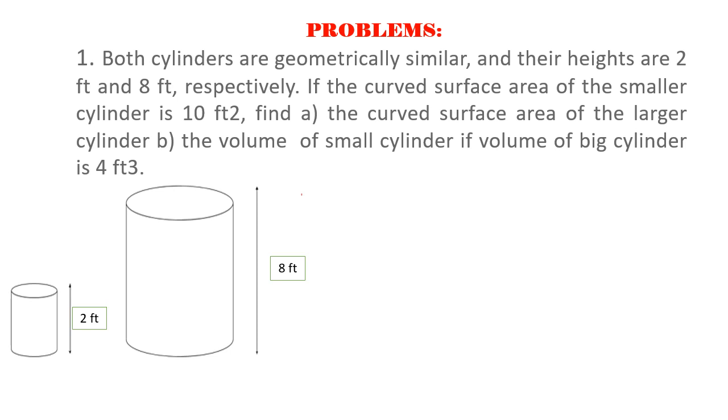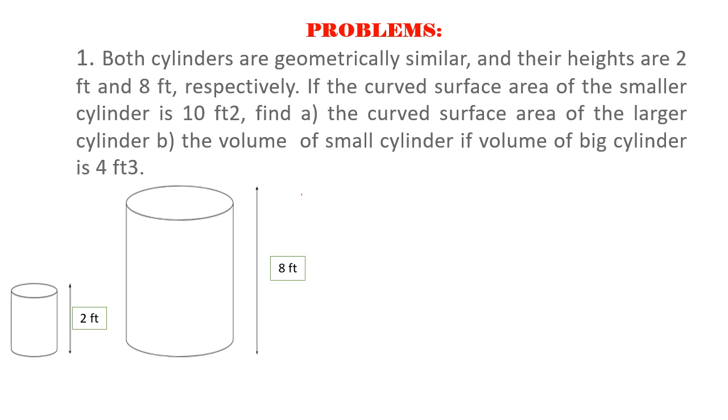Example: both cylinders are geometrically similar. Their heights are 2 feet and 8 feet respectively. A. If the curved surface area of the smaller cylinder is 10 feet squared, find the curved surface area of the larger cylinder. B. Find the volume of the small cylinder if the volume of the big cylinder is 4 cubic feet.